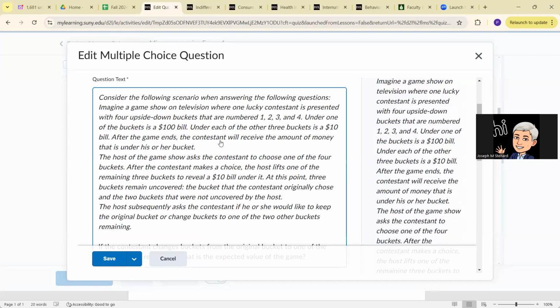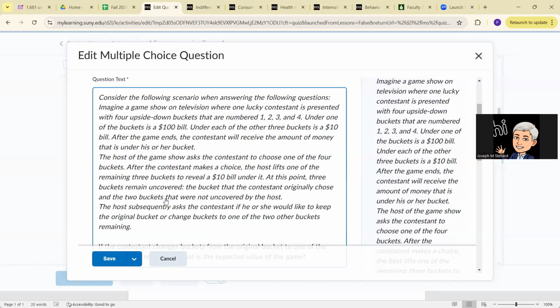After the game ends, the contestant will receive the amount of money that is under his or her bucket. So, in other words, if they choose the bucket with $10 underneath it, they win $10. And if they choose a bucket that has $100 under it, they get $100. All right. Now, the host of the game show asks the contestant to choose one of the four buckets. Go ahead. Which one would you choose? One, two, three, or four? Okay, you choose two. So now, after the contestant makes a choice, the host lifts one of the three remaining buckets. They lift up bucket four, and underneath bucket four, there's a $10 bill.